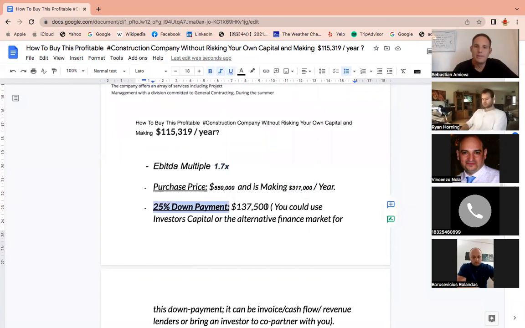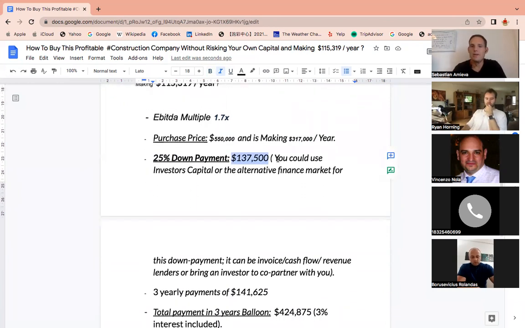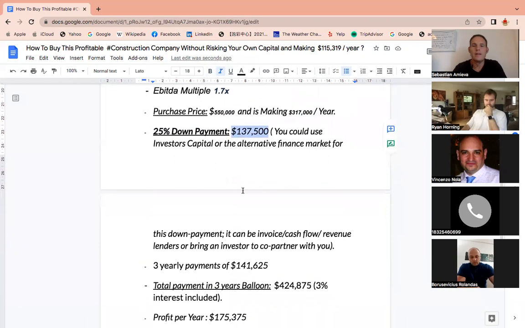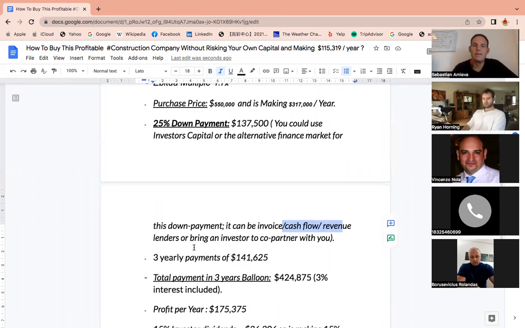That's a 25% down payment. If you don't have this 137K for the down payment, to buy this deal with no money down you can use investors' capital, asking an investor for this money, or get money from the alternative finance market, like invoice lenders, cash flow lenders, or revenue lenders. Or you can do a mix of them. Instead of asking an investor for the total down payment, you could ask for half, and get the other half from the lender.